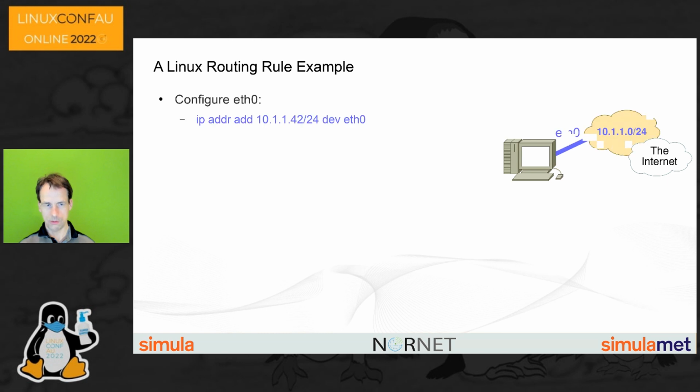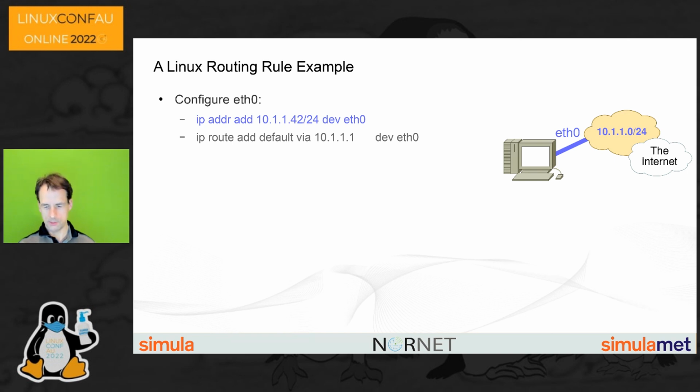We have again our computer, and we now configure an IP address for Ethernet 0, 10.1.1.42 as /24 network. And of course, we define a default route. And this goes, of course, in the main routing table. This is as classic network configuration under Linux is.